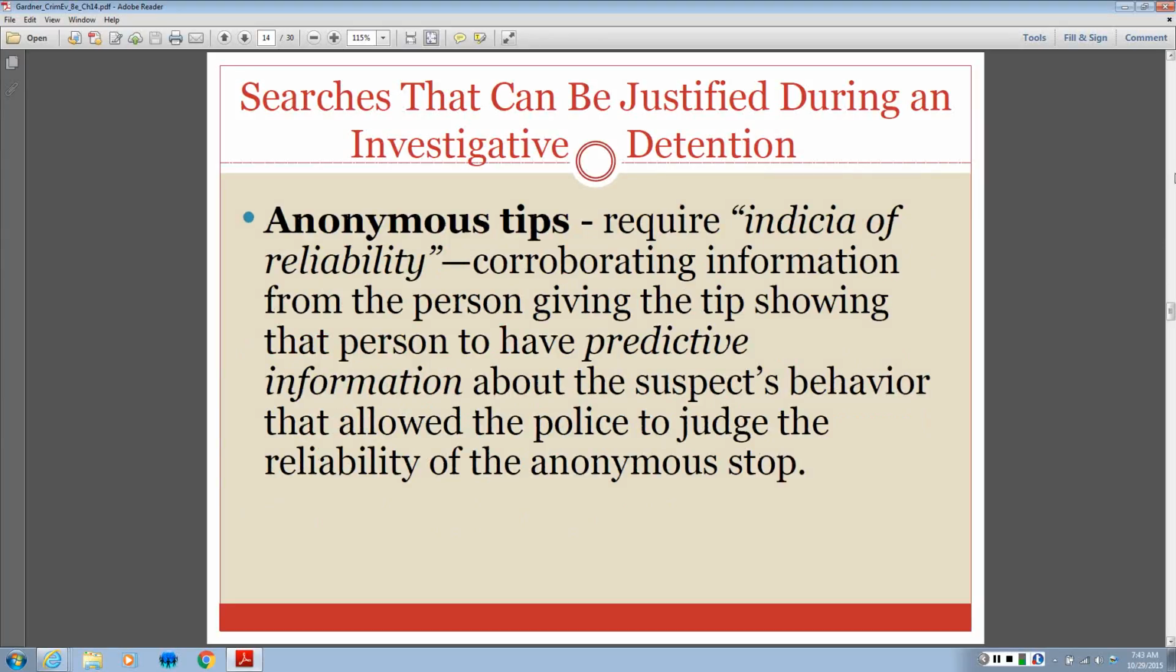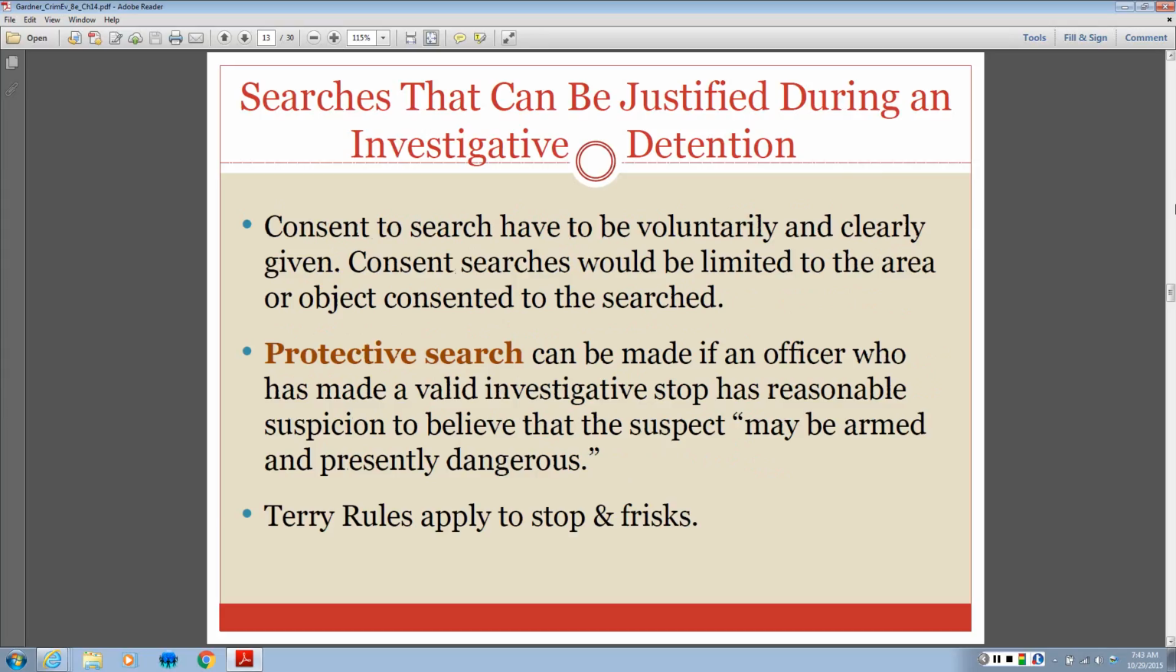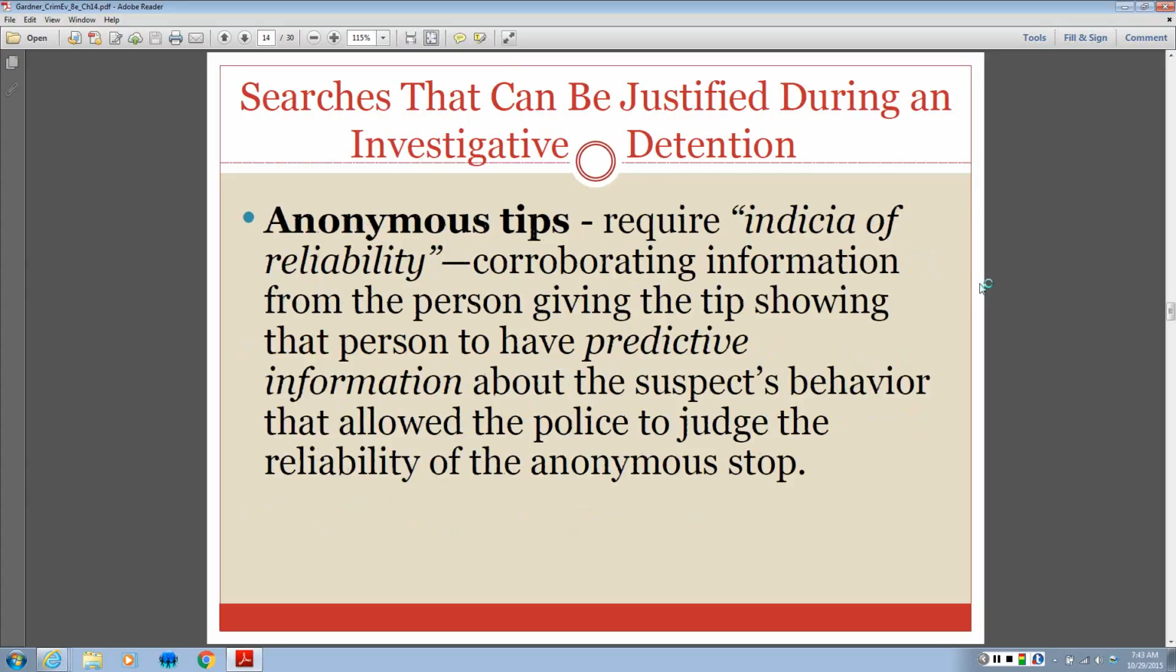Alright. A protective search can be made if an officer who has made a valid investigative stop has reasonable suspicion to believe that the suspect may be armed and dangerous. That's just another way of saying conduct a Terry stop.